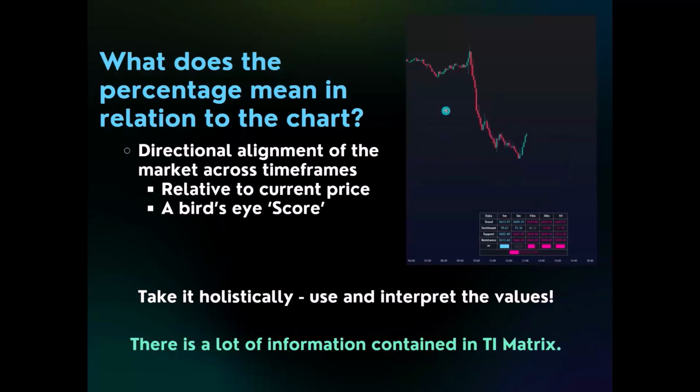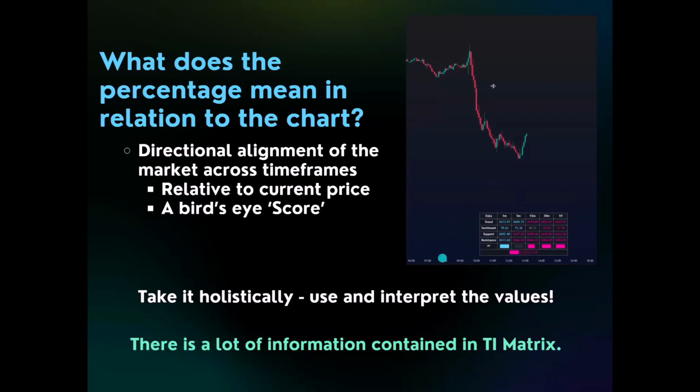So what does the percentage mean in relation to the chart? It's basically just the alignment or the bias of the chart across these different time frames. It's relative to current price, and it's just a bird's eye view, a general score. So here, this was on M2K yesterday. That's the table we just saw in the previous chart. This was on the micro Russell.